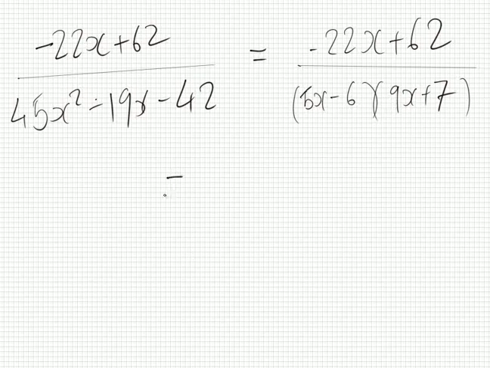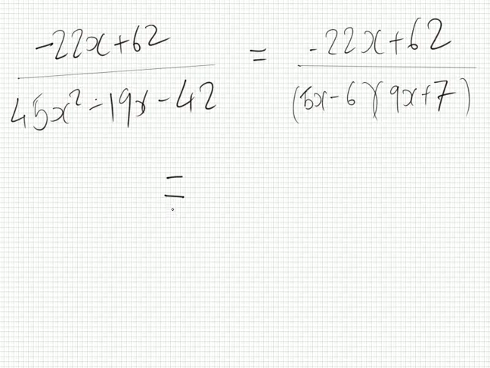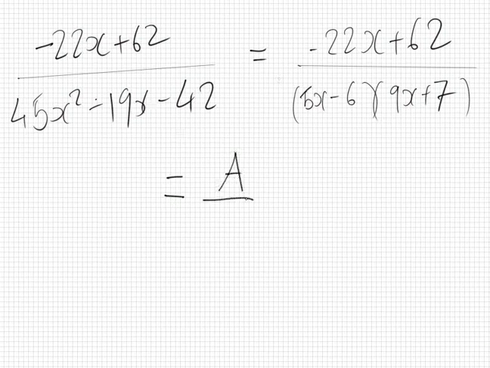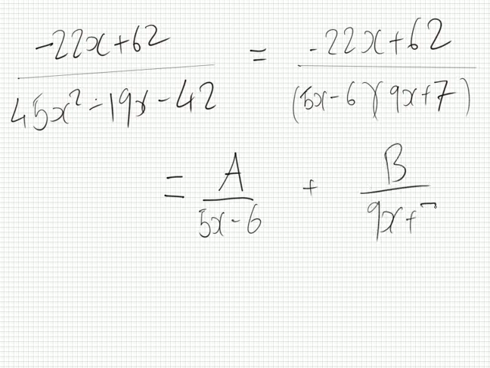Anyways, what we do next is the same as before. I'll multiply everything by these two. Sorry, before I do that, can anybody tell me the verb for what I'm doing here? If I'm saying I think that this is equal to A over 5x minus 6 plus B over 9x plus 7. Can anybody give me a verb that describes what I'm doing there?